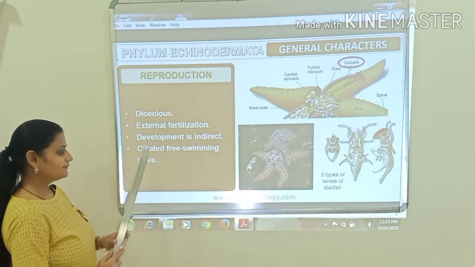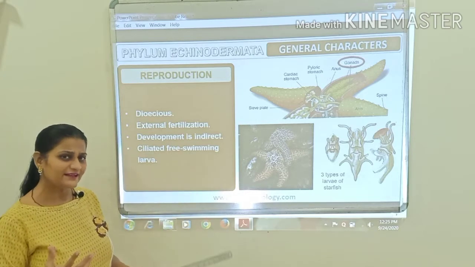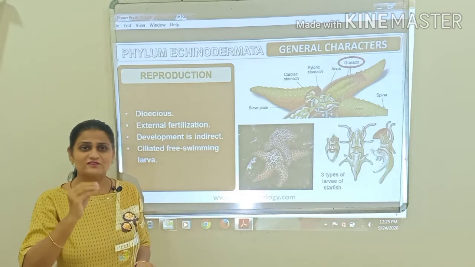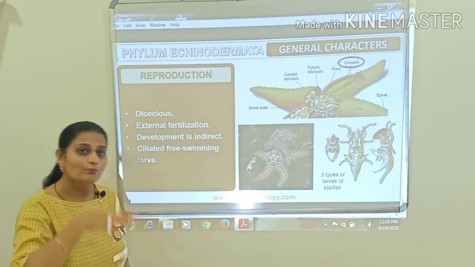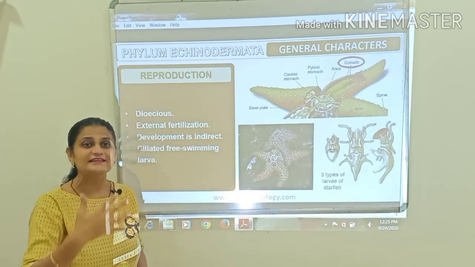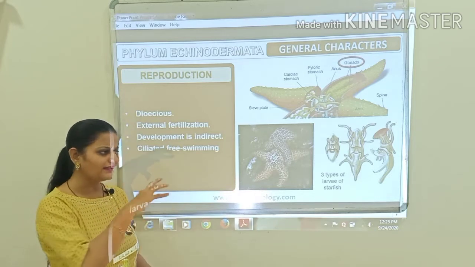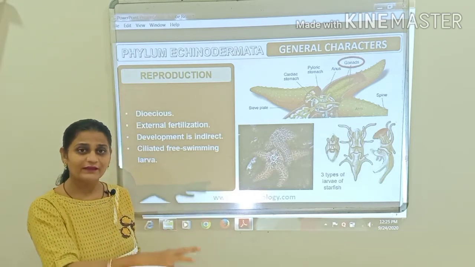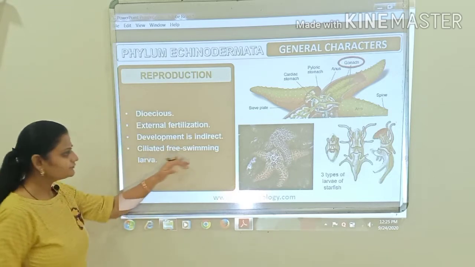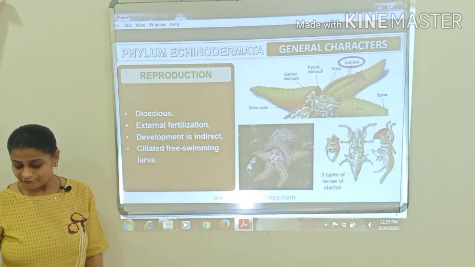And the larva is ciliated, free living. Ciliated means they have cilia. Cilia are the small hair-like structures which help them to move from one place to another. So the larva is ciliated and they are free living, means they are not attached to any substratum. They can live solitary, that is called free living.